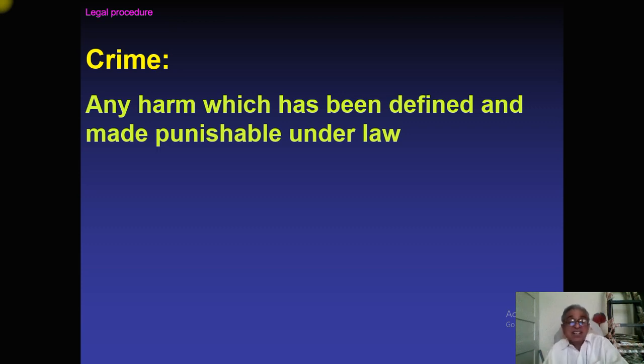There is a definition of a crime such as murder. Murder has got a definition. It is intentional killing, with intention, with planning, is murder. And here capital punishment is awarded, made punishable under law. Capital punishment means punishment of death. So capital punishment is awarded for murder cases.